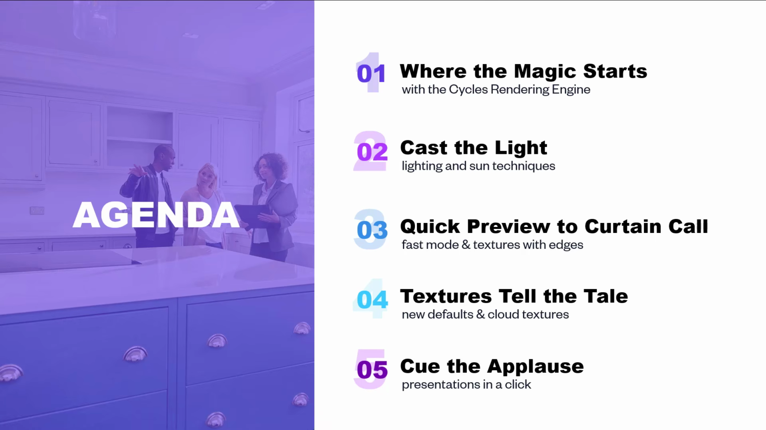We'll talk a little bit about lighting because there are some techniques on how to get the light to work just the way you might want. It's very dependent on your space, but we'll take a look at that. Then we'll take a look at the fast mode and textures with edges, some of the new features that came with this latest update with cycles. And then also some new default textures, talk about the cloud textures, and then finally, how do we present all of this the fastest and most efficient? We will take a look at that at the very end.